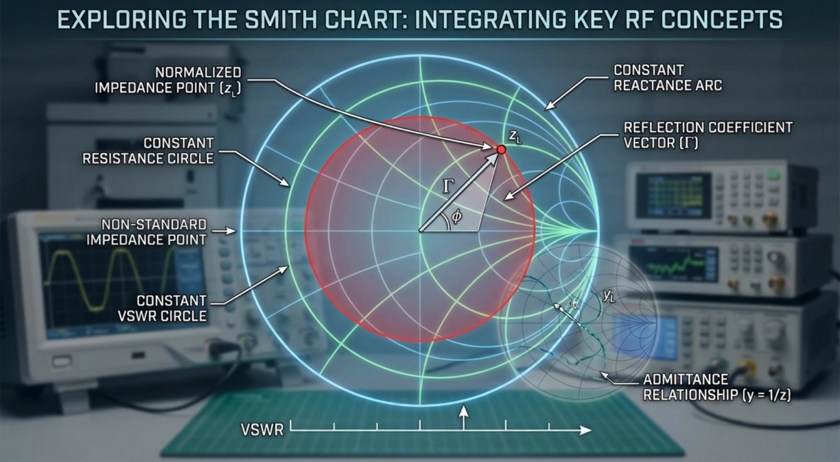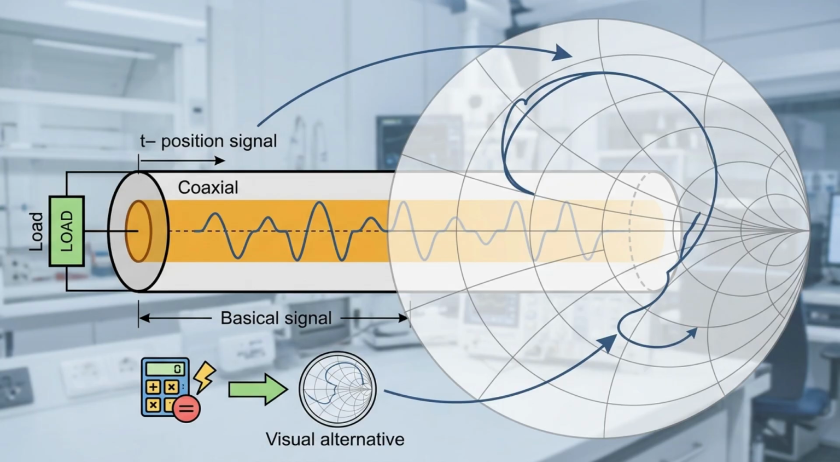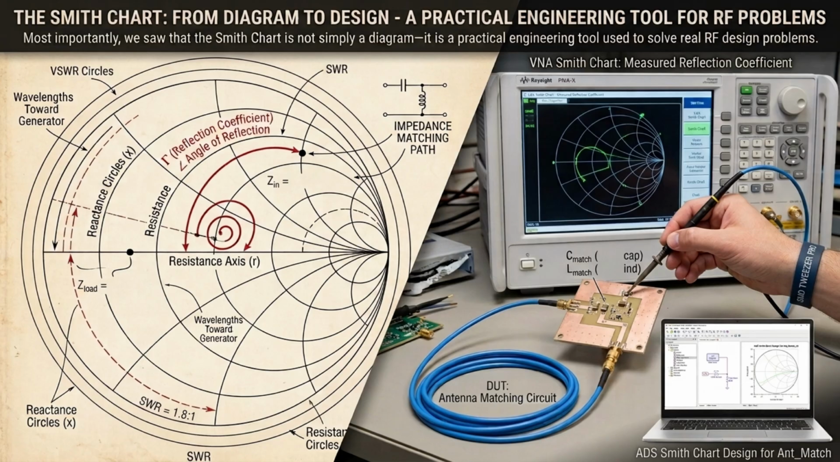We learned how normalized impedance, reflection coefficient, resistance circles, reactance arcs, admittance, and VSWR all fit together into a single graphical tool. We also discovered how impedance moves along transmission lines and how the Smith chart visualizes every transformation without requiring lengthy mathematical calculations. Most importantly, we saw that the Smith chart is not simply a diagram, it is a practical engineering tool used to solve real RF design problems.